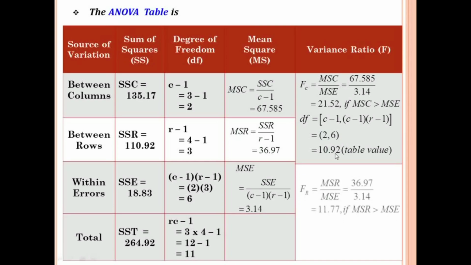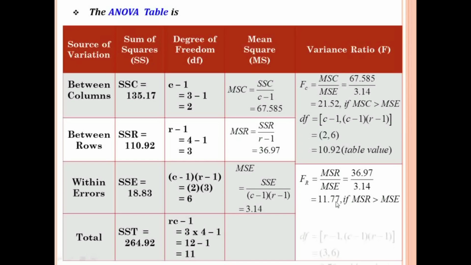Okay. Next, we find the variance ratio in row wise. What is the formula? FR equal to MSR by MSE. MSR value 36, MSE value 3. So obviously, we get the numerator value as the highest value. Then only we get greater than 1, 11.77. Similarly, we find degree of freedom for these two, which means 3 comma 6. By using the statistical table value we get 9.78.